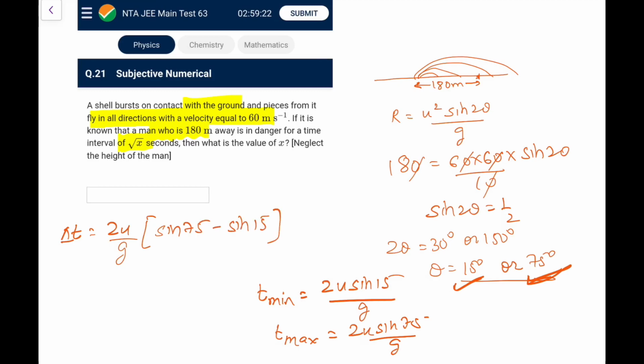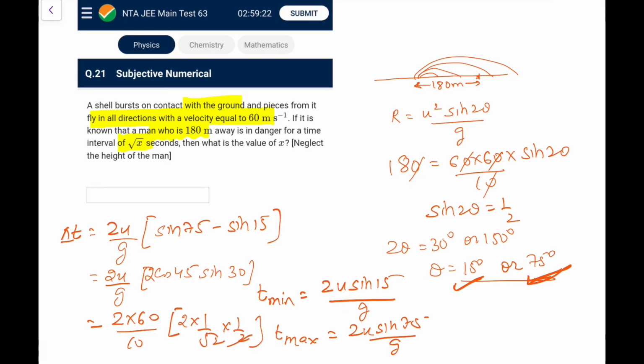And if you remember the formulas, sine a minus sine b, I hope you know that. So sine a minus sine b would be 2 times cos of (a plus b) by 2, that would be cos of 45, into sine of (a minus b) by 2, that is sine of 30. These values you know. Sine 15 I suppose you might be knowing, so you can directly go for that. I don't remember, so I am doing this. So 2 into 60 by 10, 2 cos 45, that is 1 by root 2, sine 30 is 1 by 2. So it goes, so 12 by root 2.